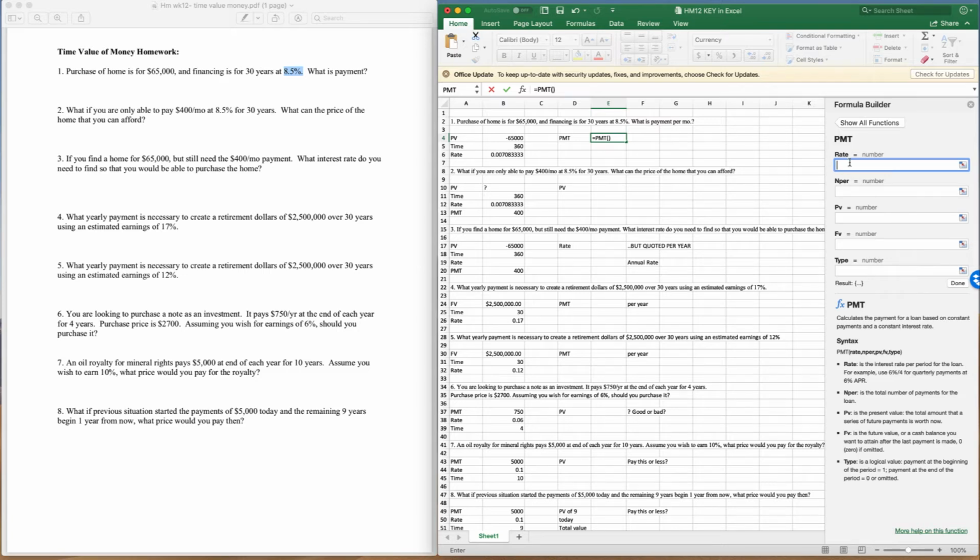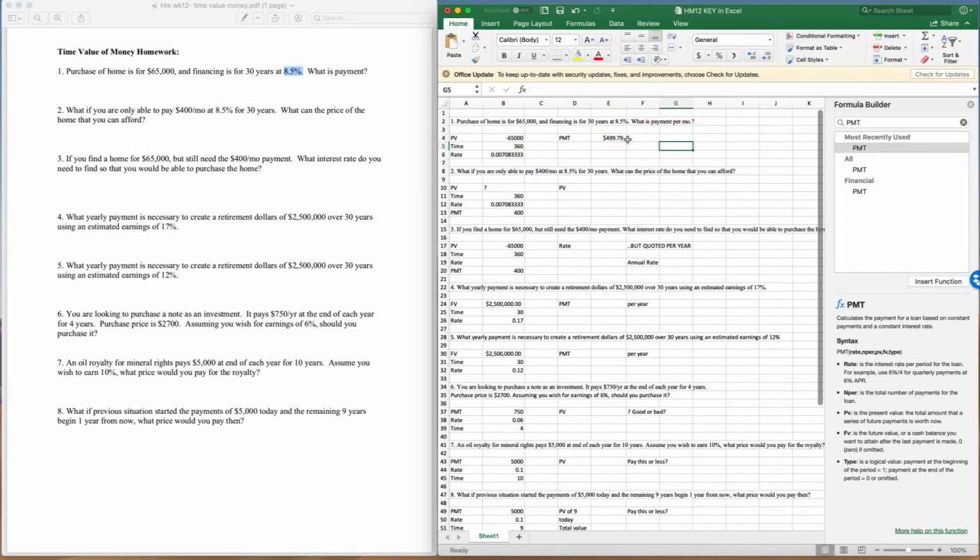So instead of you typing the answers here, what you do is you just choose the cell. So for example, my rate's already calculated per month. My time is calculated the number of months, and my present value already has a negative in front of it, and that's 65,000. Well, as soon as I press enter, the answer is that my payment on my house will be $499.79 per month, if that's the deal.